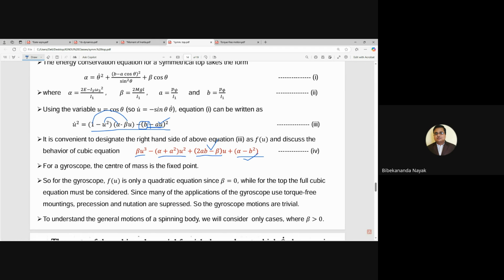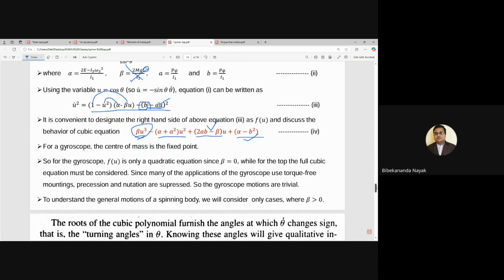So for a gyroscope, the center of mass is the fixed point. So beta is equal to 0. For a gyroscope, beta is equal to mgl, and since the center of mass is the fixed point, l is 0. So for a gyroscope beta is equal to 0. It is a quadratic equation, easy to solve. But to understand the general motion of a spinning wheel, we have to consider only the cases where beta is greater than 0. So for general motion, we have to assume that beta is greater than 0.